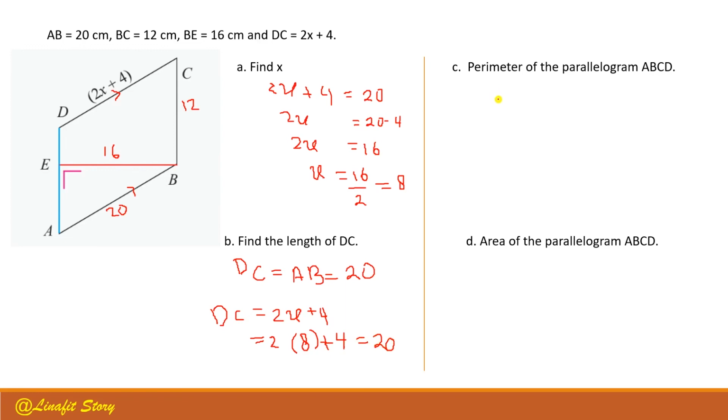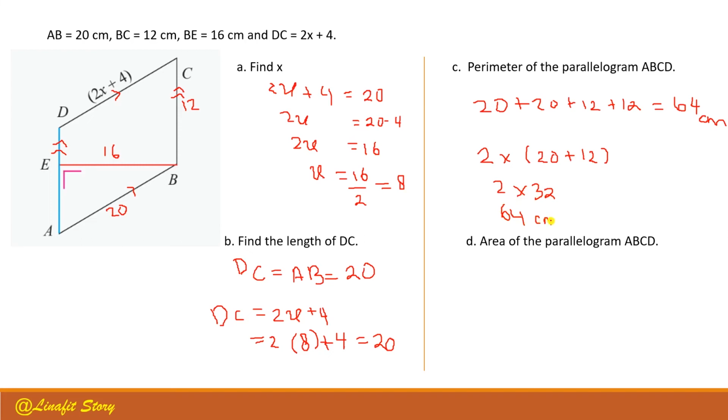C. Find the perimeter of the parallelogram ABCD. So 20 plus 20 plus 12 plus 12 is equal to 64 cm. Or to get the perimeter is 2 times 20 plus 12. 2 times 32 is equal to 64 cm.